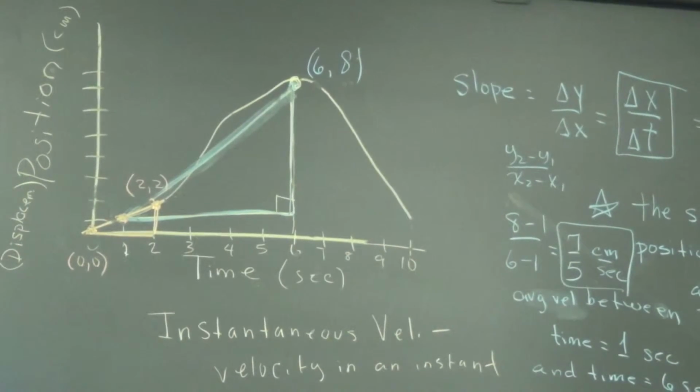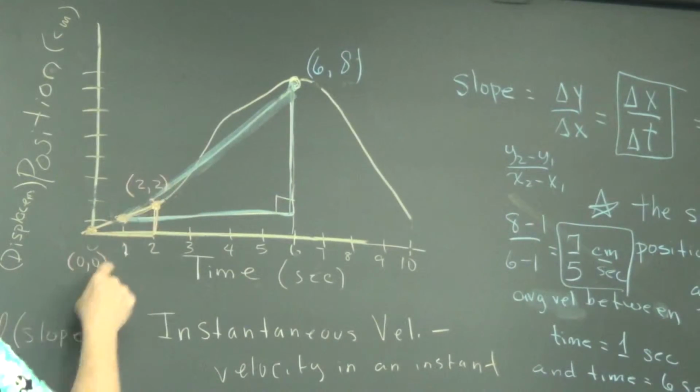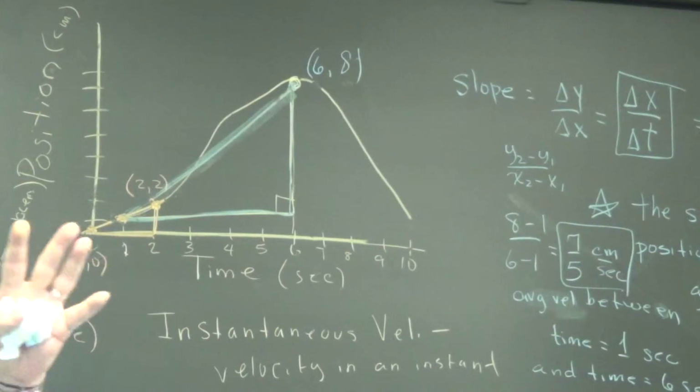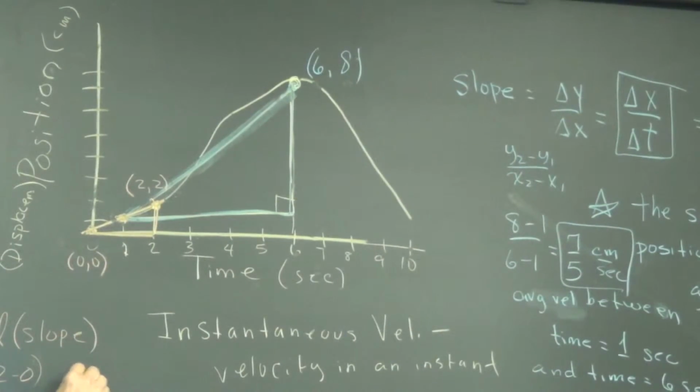Zach, when you've gotten it, what is the velocity or the slope? So you have 2 minus 0 over 2 minus 0. It's not 2. 1. Right. So we have 2 over 2, which is 1. And that will be 1 centimeter per second.